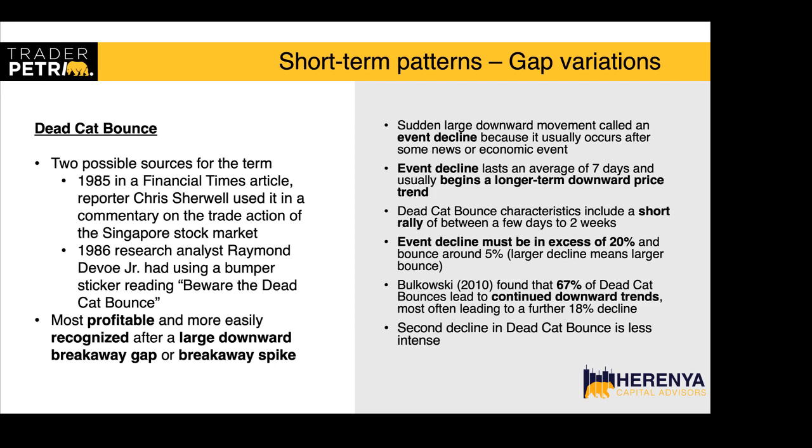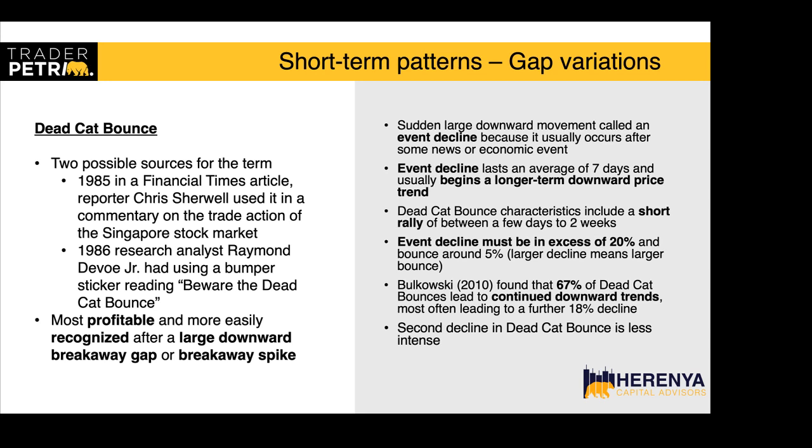In any case, the dead cat bounce is most profitable and more easily recognized after a very large downward breakaway gap or a breakaway spike, right? And obviously a downward breakaway. You don't get a dead cat bounce in an up move, it's a dead cat bounce in a down move. And it's most profitable when you recognize it for what it is.